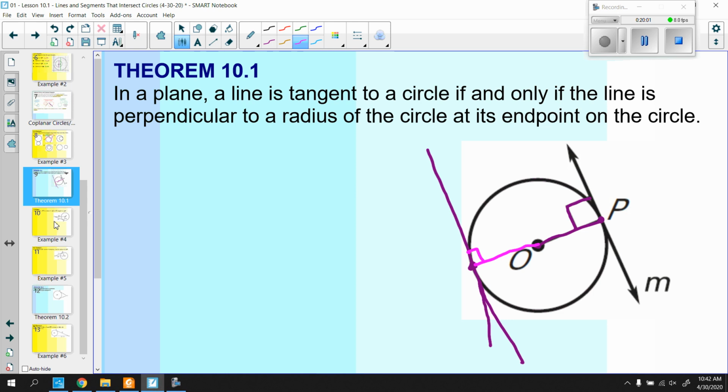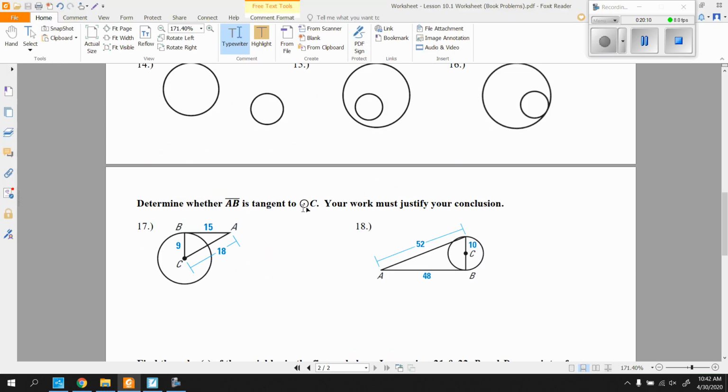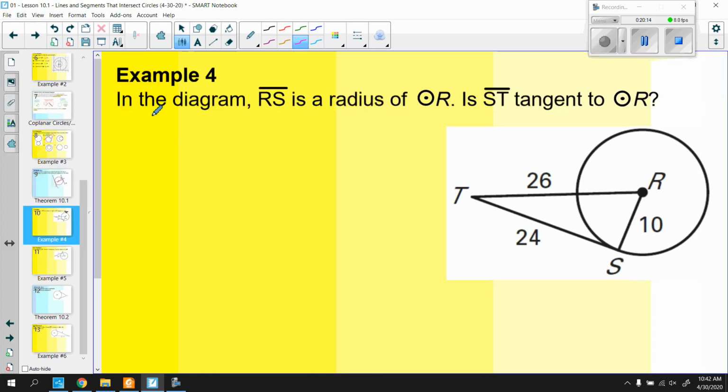And there's one easier versus tougher example. So let's take a look here. Example 4, and this just flows in direction here. This will be the next set of problems, 17 and 18. So in the diagram, we've got a figure here, circle R, because that's the center. RS is the radius. Okay, fair enough. Is ST tangent? Okay, so we don't really know if this was tangent.